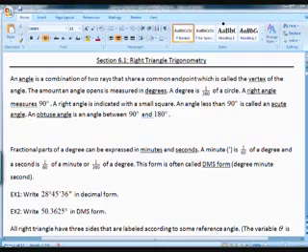Section 6.1, right triangle trigonometry. Again, hopefully most of this will be reviewed. Just basic SOHCAHTOA. It says an angle. First off, an angle is a combination of two rays that share a common endpoint, which is called the vertex.